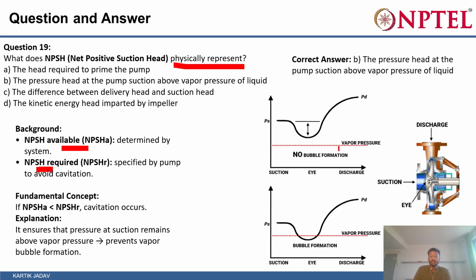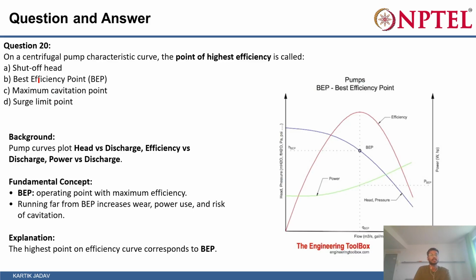So this is general, like about cavities and other things. We'll go through that quicker than on a centrifugal pump characteristic. The point of highest efficiency is called best efficiency point. So pump curves plot head versus discharge, efficiency versus discharge, or power versus discharge, and the best efficiency point is the operating point with the maximum efficiency, and it's running far from best efficiency point.